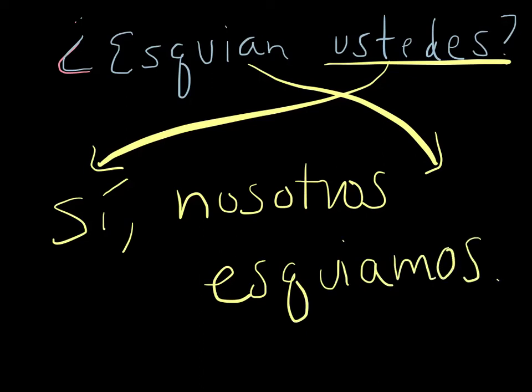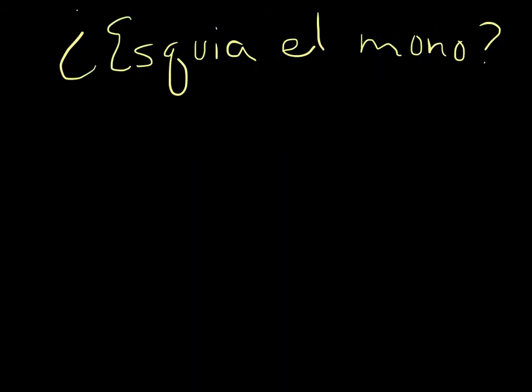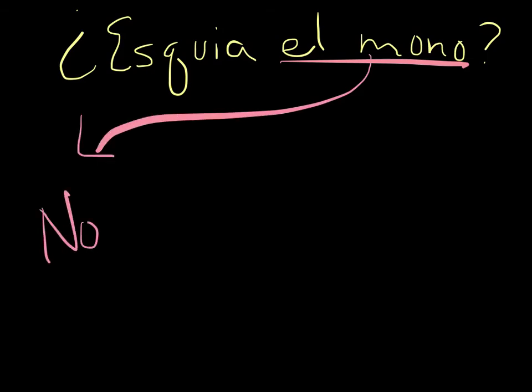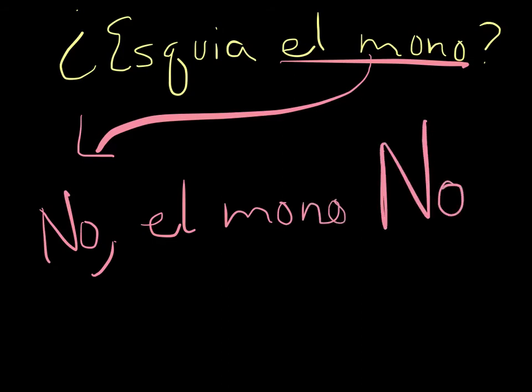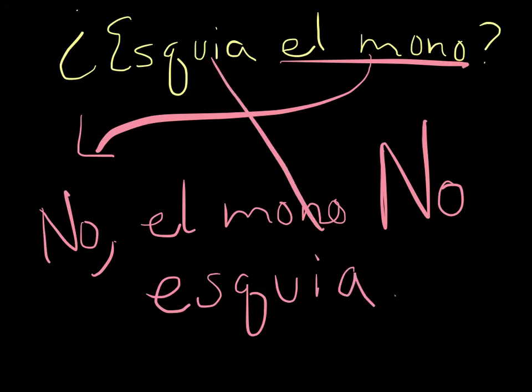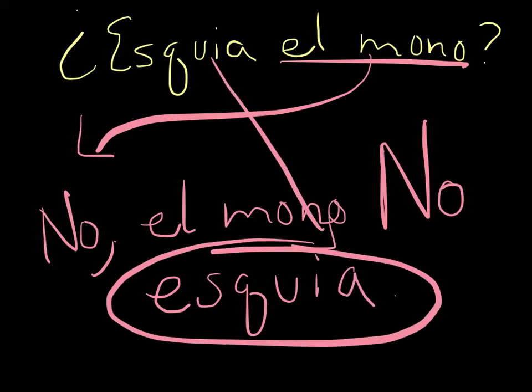What if I say ¿esquía el mono? Are you the mono? No. And the mono does not ski. So you would say no, comma, el mono, the monkey, no, does not. And then you simply just copy esquía. Notice here you don't have to think at all. ¿Esquía el mono? Does the monkey ski? No, el mono no esquía. No, the monkey does not ski.